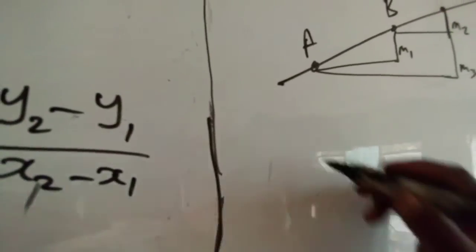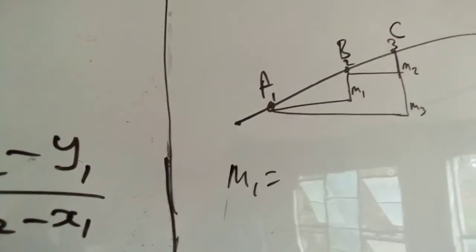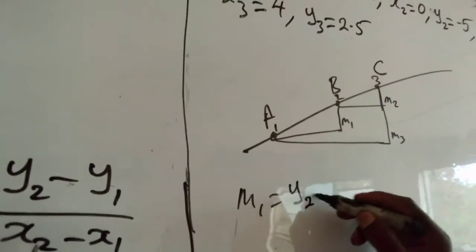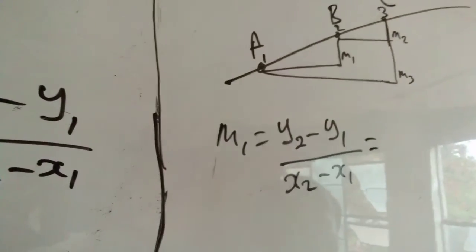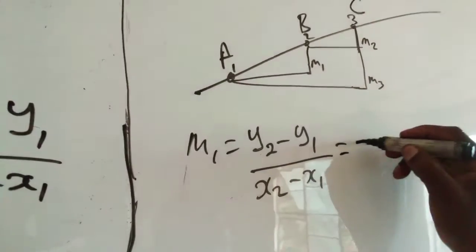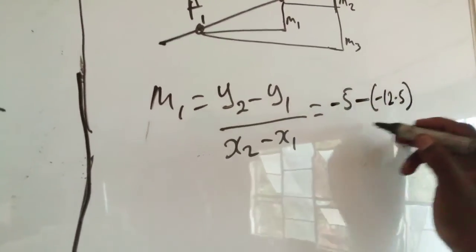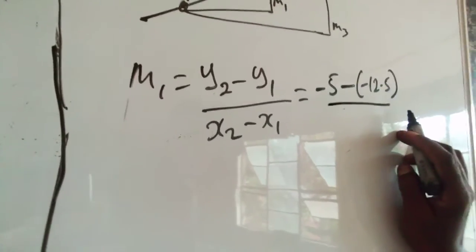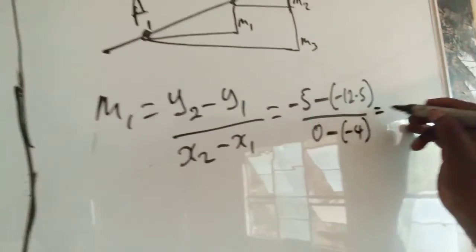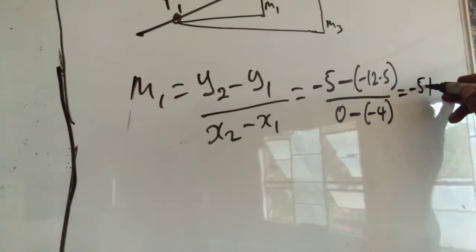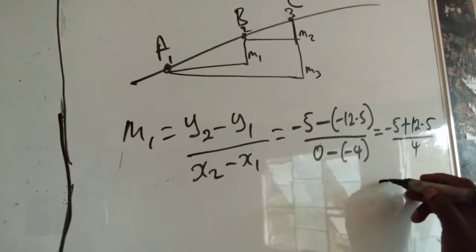So let's get our m1. m1 will be when you consider points 1 and 2. So if you now say y2 minus y1 all over x2 minus x1, what will it give you? It's going to give us minus 5 minus 12.5 all over x2, what is it? 0. Then minus 4. So this is going to give us minus 5 plus 12.5 all over 4.